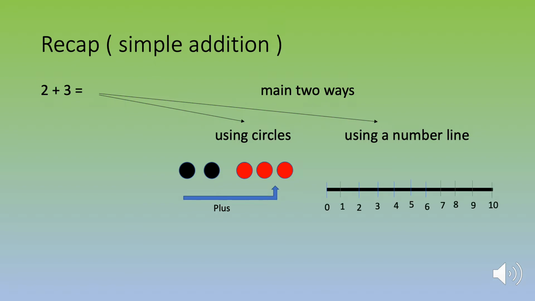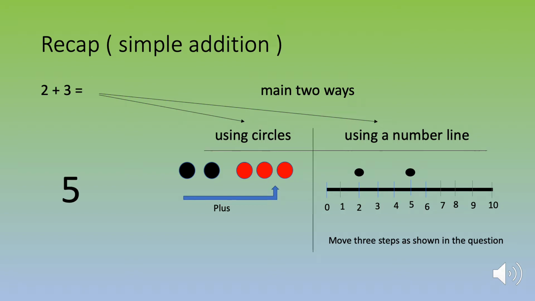Using a number line looks like this. The starting point is the 2 and you have to move 3 steps just as shown in the question. You will come across the number 5 and 5 is your answer.